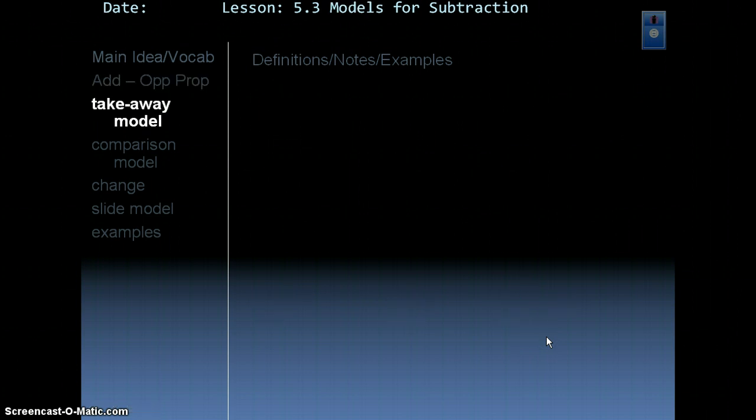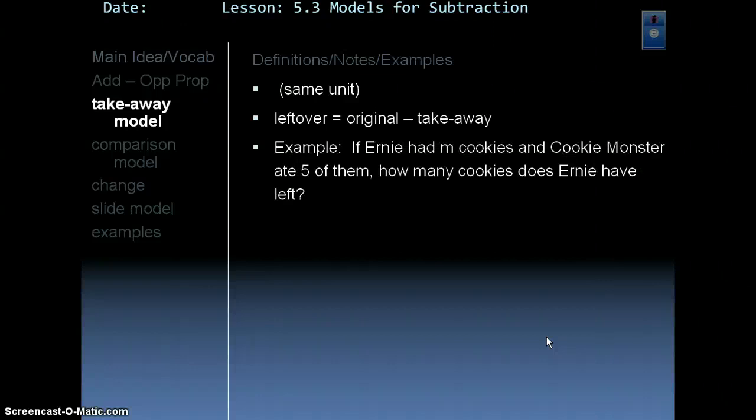But first we're going to talk about the takeaway model. We want to make sure that this is applied to quantities that have the same unit, where the leftover amount is equal to the original amount minus whatever is taken away. For example, if Ernie had M cookies and Cookie Monster ate 5 of them, how many cookies does Ernie have left? Well, in this, our original amount is M cookies, the amount that Ernie had. The takeaway is the 5 cookies that Cookie Monster ate. So there are M minus 5 cookies left.